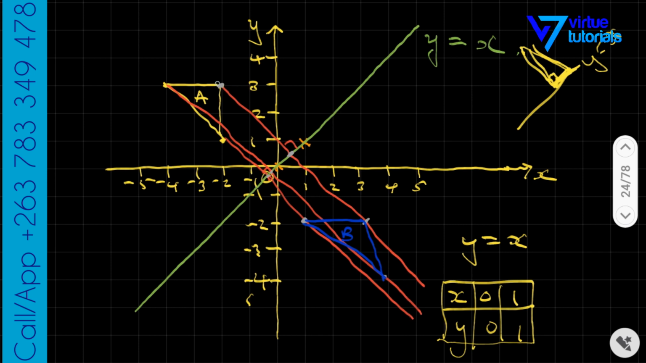And you simply measure the distances of these original points and transfer them to the other side of the mirror line. You mark them off, and then you draw your reflected image.